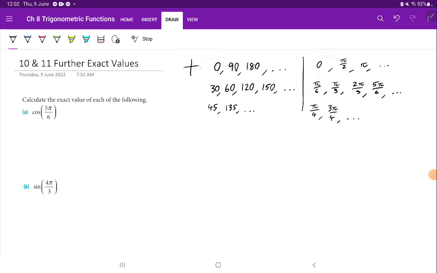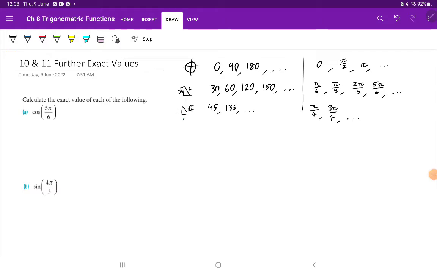We're going to be using the unit circle to work out those values. We're going to be using the 1, 2, root 3 triangle for these guys. And for these ones, we're going to be using the 1, 1, root 2 triangle. So it just depends on which information we've been given. Let me write the 1, 2, root 3 properly. And I'll flip this one around for convenience.